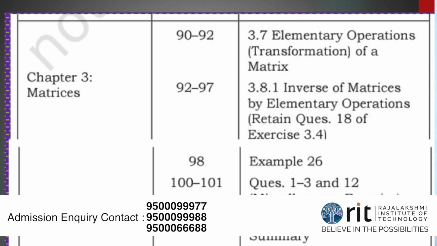Now coming to chapter number 3. Page number 90 to 92, exercise 3.7, don't read. Page number 92 to 97, 3.8, inverse of a matrix by elementary operation will not come, but question number 18 of exercise 3.4 has to be read. Question number 18 of exercise 3.4 has to be revisited once again. Clear?